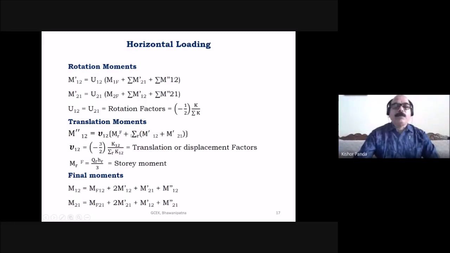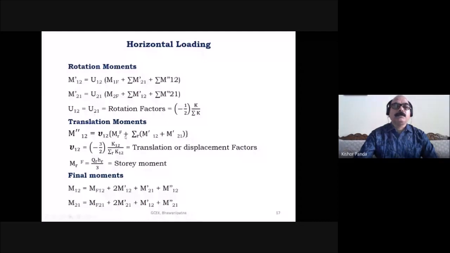times (MRF plus summation of m dash 1 2 plus summation of m dash 2 1). This is the sum of the top end rotational moments of all the columns, and this is the bottom end rotational moment of all the columns in the same story, and this is the story moment MRF. MRF is equal to QRHR by 3.